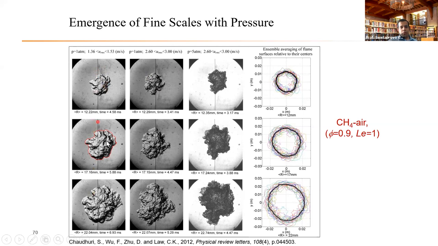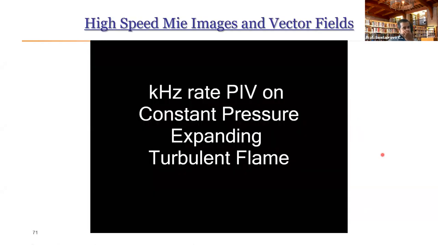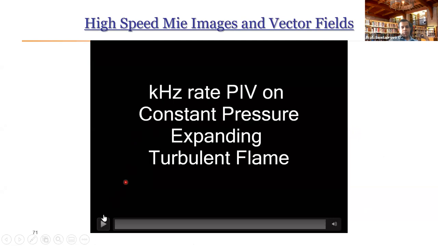So the kernel develops, and as you see, as it develops, further structures emerge on the flame surface. Okay. And these are data for methane flames at equivalence ratio 0.9, which corresponds to Lewis number equal to 1. So this was the flame radius, but you also need to characterize the turbulence, and this is how you do it.